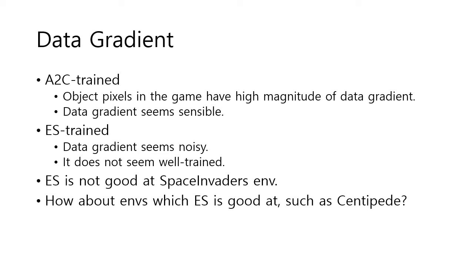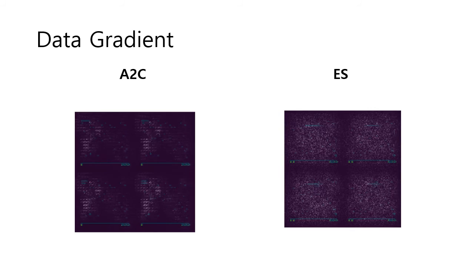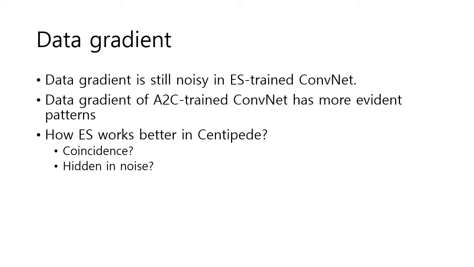So how about environments which ES is good at, such as Centipede? You can see the result in these videos. The data gradient is still noisy in the ES trained network. The data gradient of A2C trained networks has more evident patterns. Then how does ES work better than A2C in Centipede? Is it just a coincidence? Or are there some signals hidden in the noise?